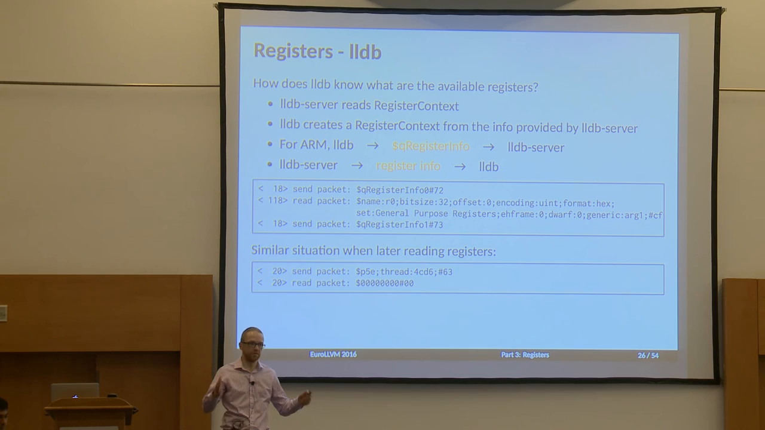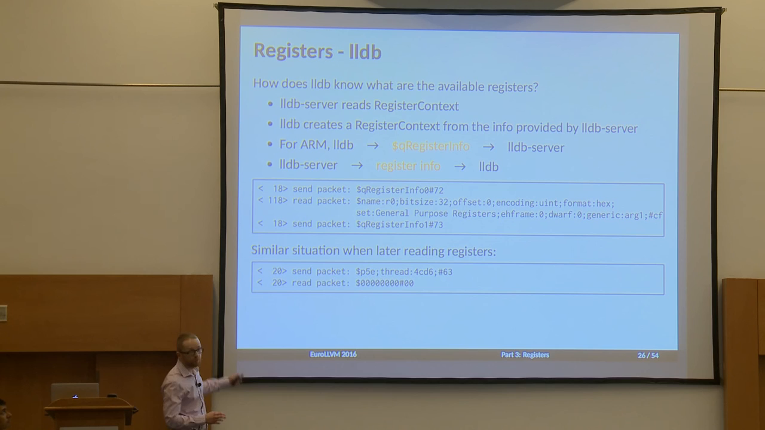It will send qRegisterInfo packets. We'll be using GDB RSP, and there will be a packet corresponding to each register. We'll start with register 0, and LLDB server comes back with information: name, size, offset, and so on and so forth. And LLDB will just loop over and do that for all registers.